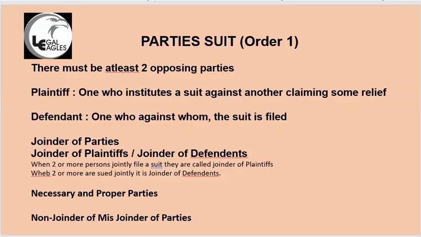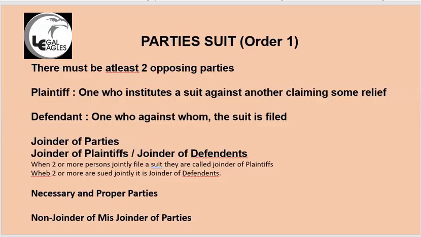Then there can be multiple plaintiffs and multiple defendants, more than one plaintiff, more than one defendant. If two or more persons jointly file a suit, it is called joinder of plaintiffs. Same thing, if two or more are sued jointly, it is joinder of defendants. Then we will discuss necessary and proper parties, and joinder and misjoinder of parties.